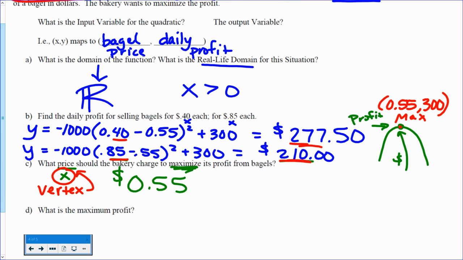And when I say what is the maximum profit, remember, profits are your y values. So now it wants that y coordinate of the vertex, since it's asking for that maximum specifically. Part C wanted the price to reach the maximum. So the price to reach it is 55 cents. The actual maximum is that $300.